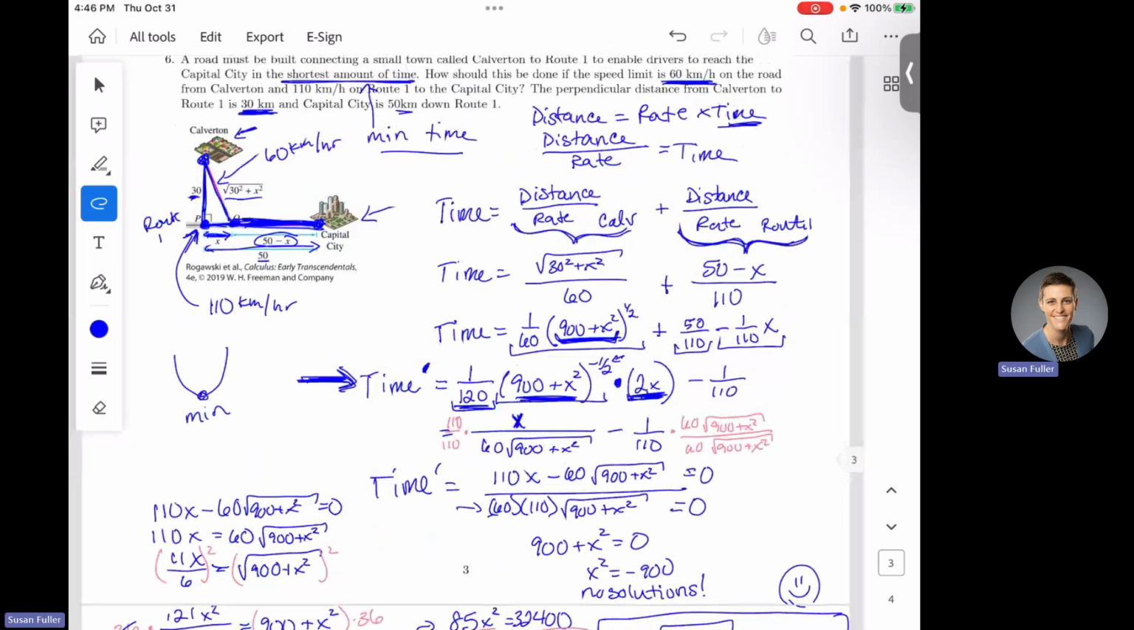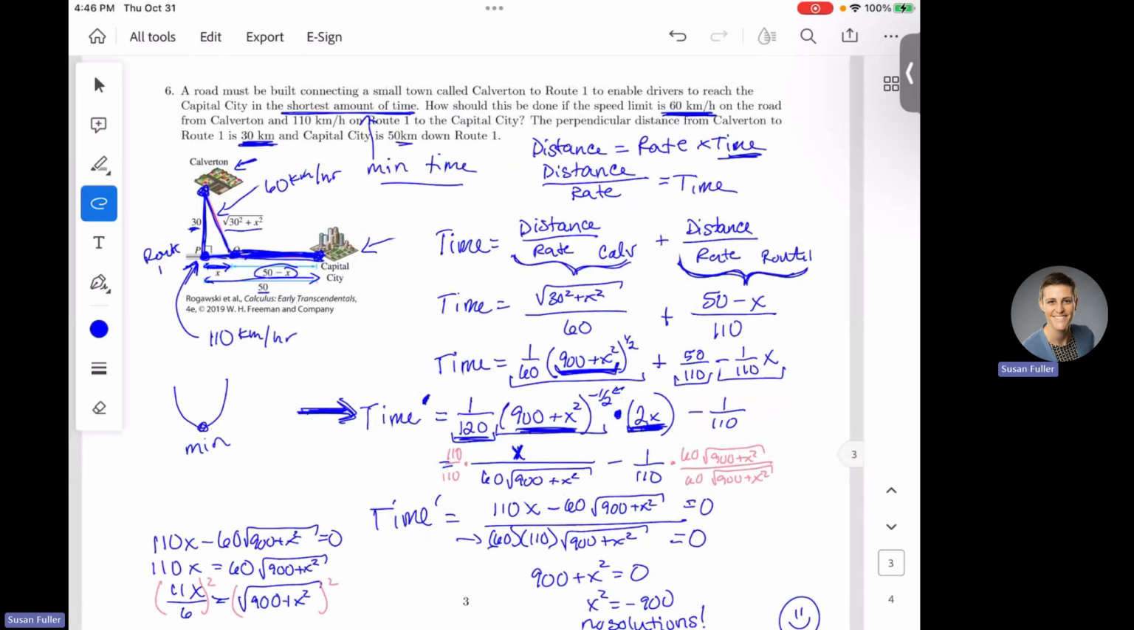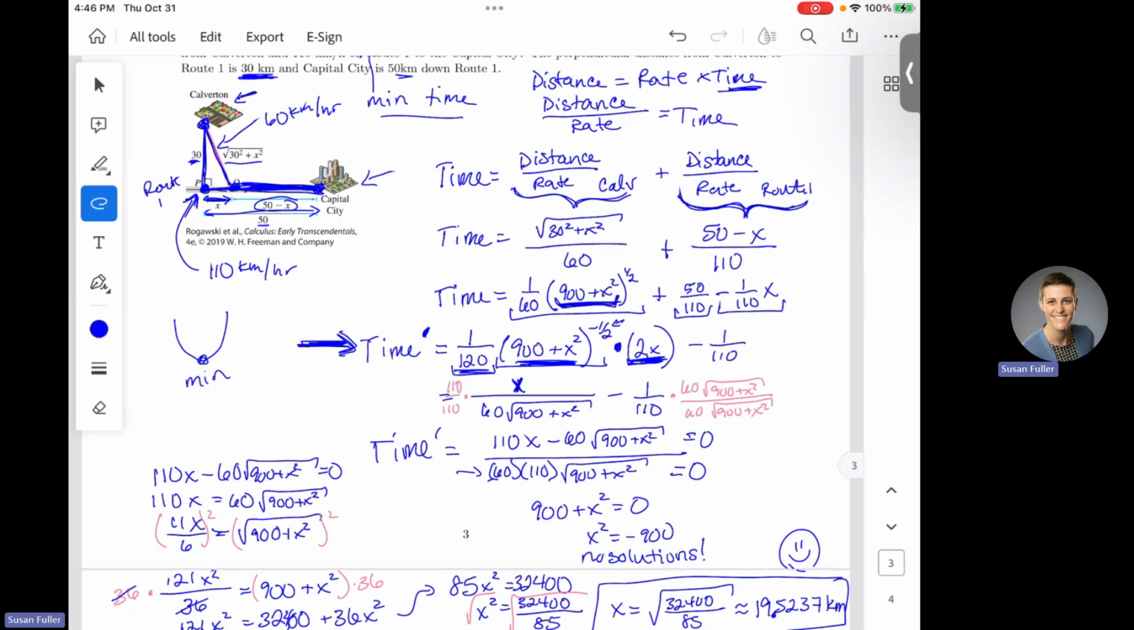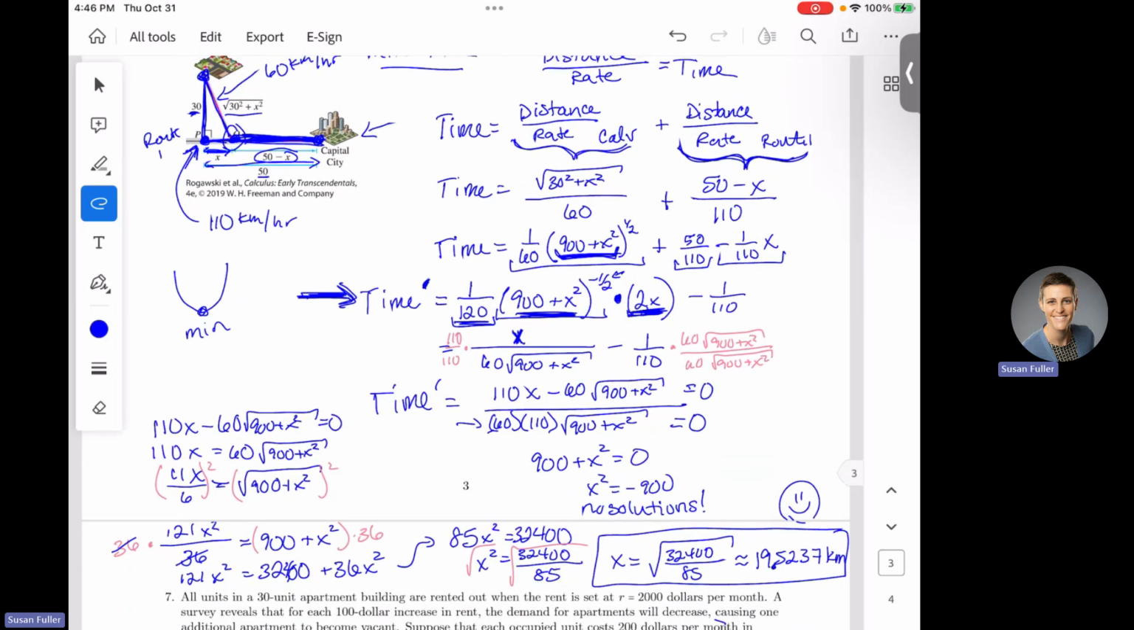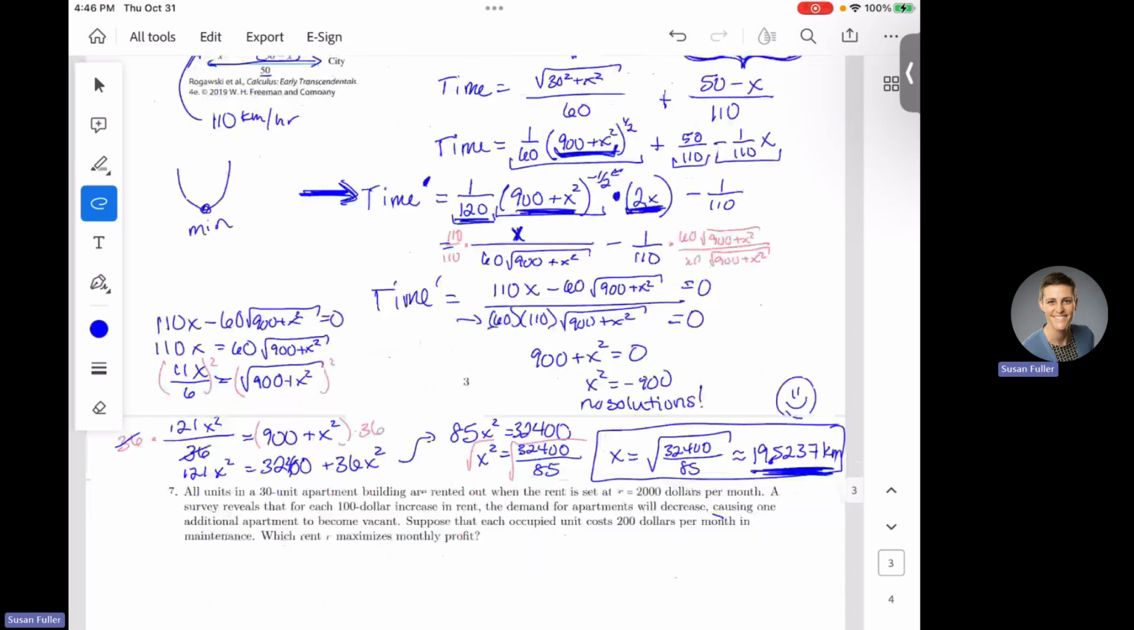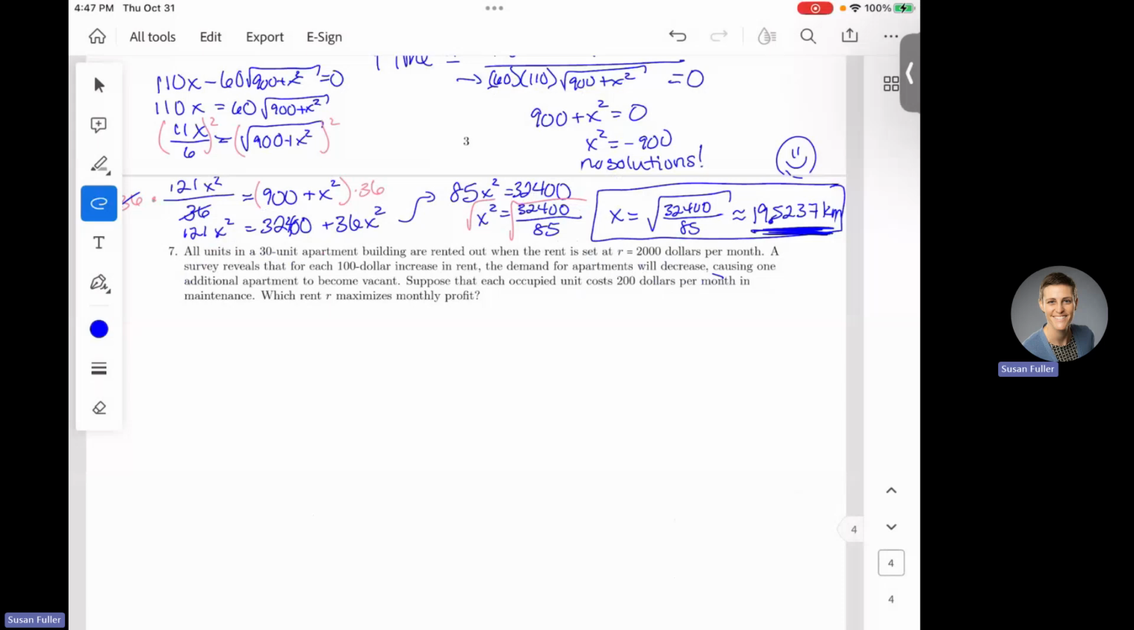So how should this be done? We are going to build this connection point between Calverton and Route 1 about 19.5 kilometers to the east of this perpendicular point P. Okay, so that is that question. Let's move on to the last challenge problem that we have here.